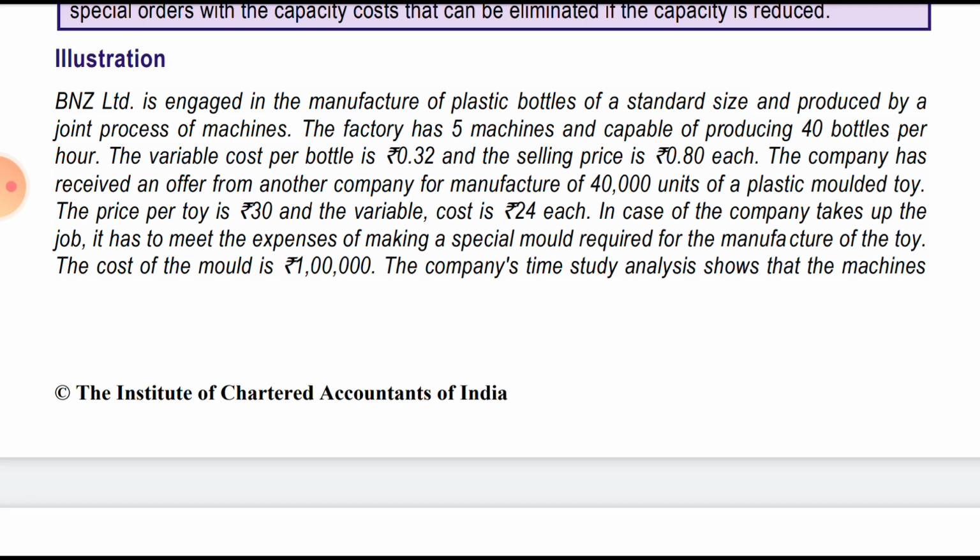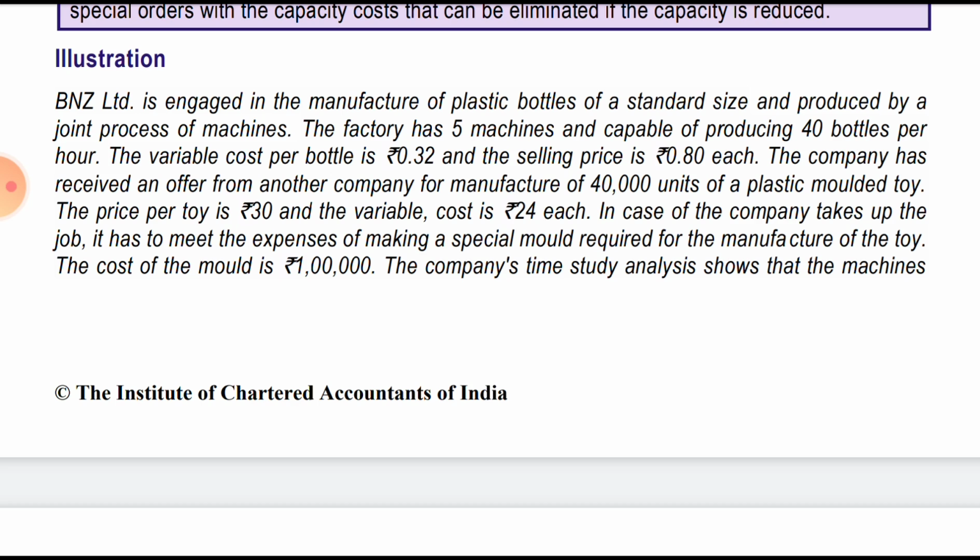BNZ Limited is engaged in the manufacture of plastic bottles of the standard size. So BNZ's business is to manufacture plastic bottles of the standard size, produced by the joint process of the machines. The factory has 5 machines and is capable of producing 40 bottles per hour. So per hour they produce 40 bottles. The variable cost per bottle is 0.32 and the selling price is 0.8.